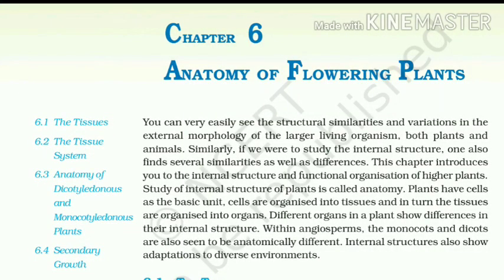In this video, we are going to discuss the anatomy of the flowering plant. Basically, this chapter consists of the types of tissues and the tissue systems in plants, how the anatomy of dicotyledon as well as monocotyledon plants is, and also how the plants grow, which we can say is secondary growth. All these concepts are present in this chapter.